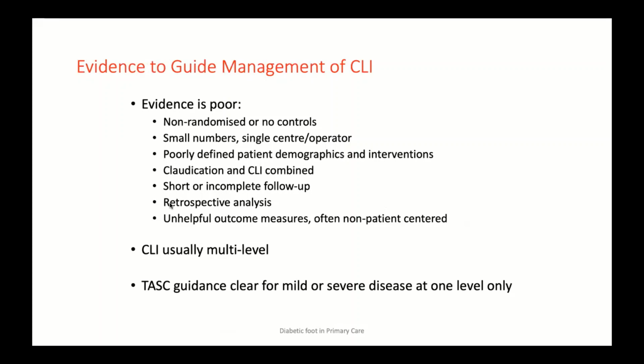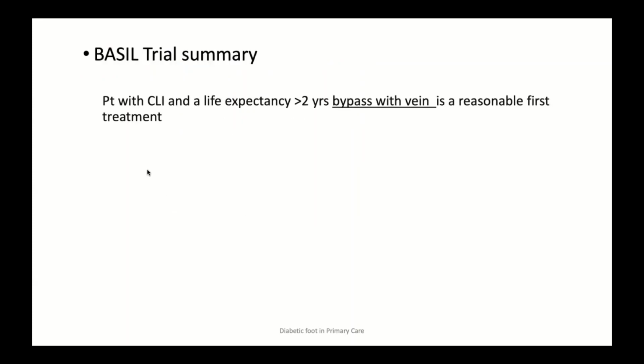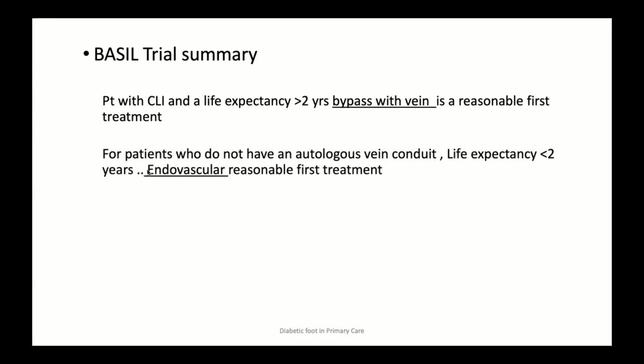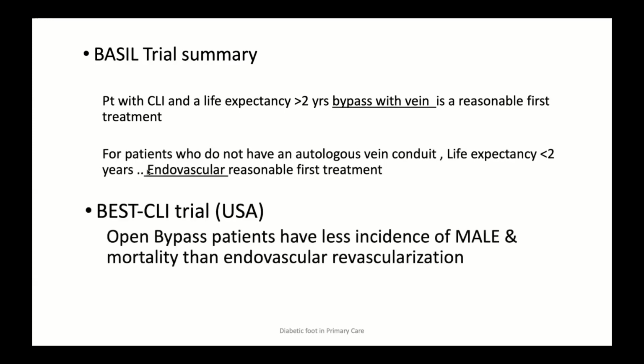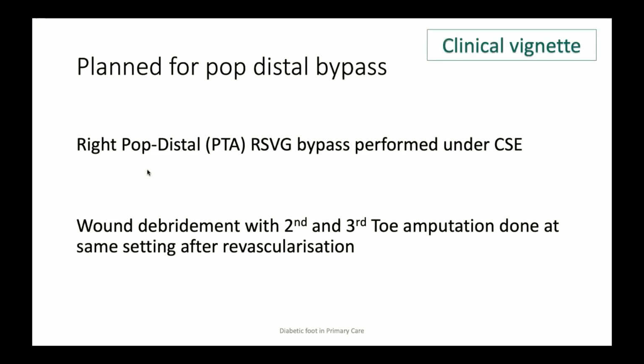I'll skip these slides, they'll probably be too much, but there's a lot of evidence to suggest what should be the first choice for these patients. But in general, if a patient has a life expectancy of more than 2 years and a good quality vein, we would like to think of doing an open bypass surgery. It's been echoed in the recent BEST-CLI trial, the largest randomized trial, that an open bypass is probably a better option for patients with critical limb ischemia.